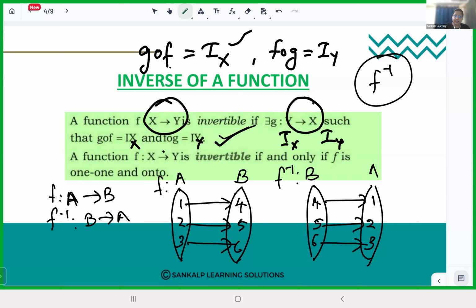Ix is known as the identity function in the set X and Iy is known as the identity function in the set Y. All right, so this condition should be satisfied.